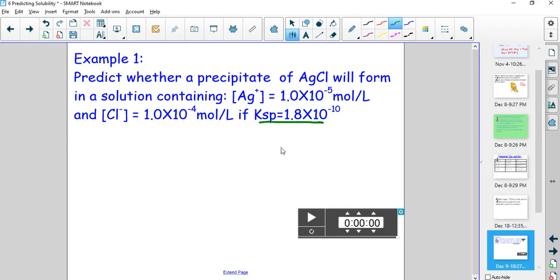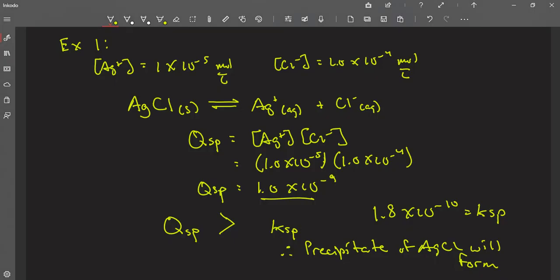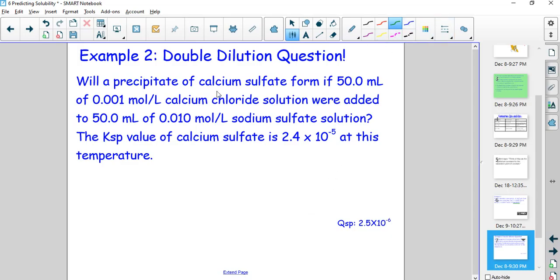Okay, question 2. I'm actually confident that you can do this yourself, but let's do this together. I'm going to need some room, so I'm going to start a new page. Let's go over this. Let's understand this question first. Will a precipitate of calcium sulfate form? Let's write that down: calcium sulfate. Will that form, if 50 mLs of that molar concentration of calcium chloride.